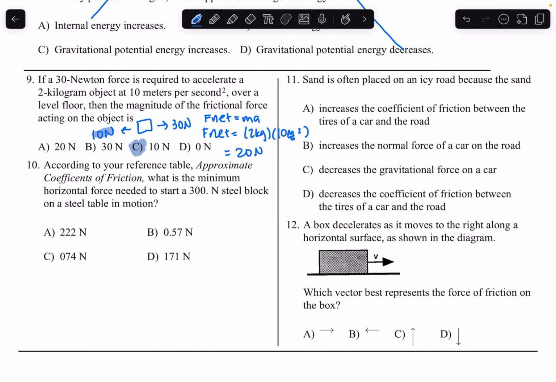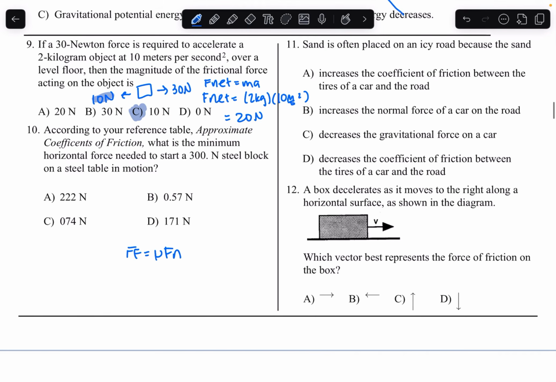Number 10, according to your reference table, approximate coefficients of friction, what is the minimum horizontal force needed to start a 300 Newton steel block on a steel table in motion? So this question is pretty easy. It's just asking us for FF. So we do FF equals mu Fn. And we just plug in. So if we look on the reference table, steel block on steel, that's mu equals 0.74, and it tells us normal force right there, 300 newtons, and we'll solve and get 222 newtons.